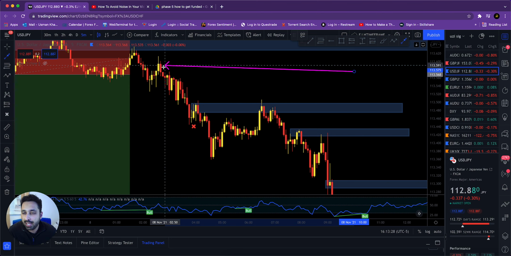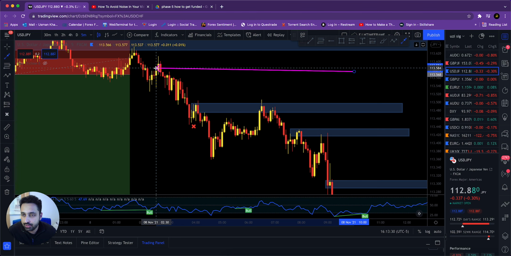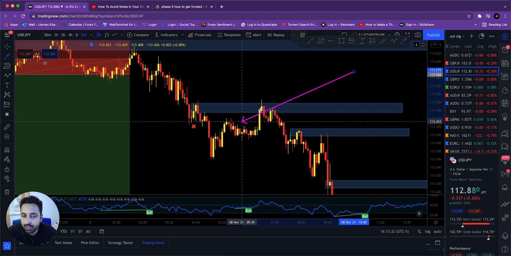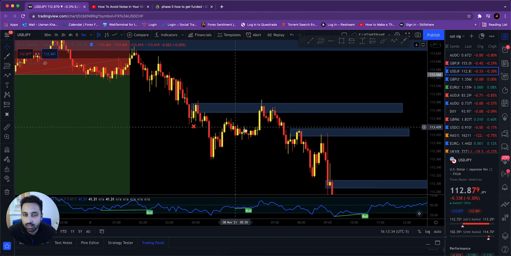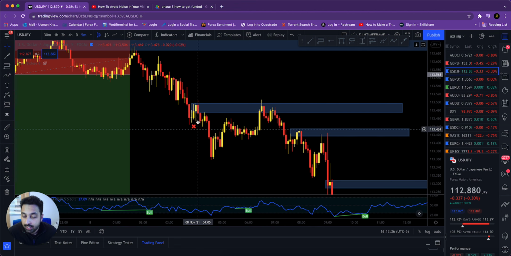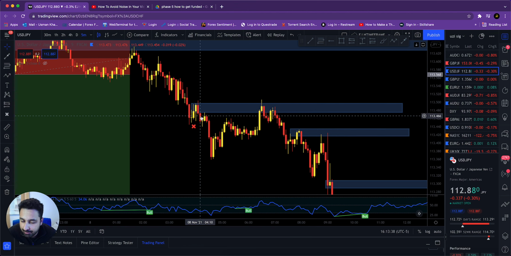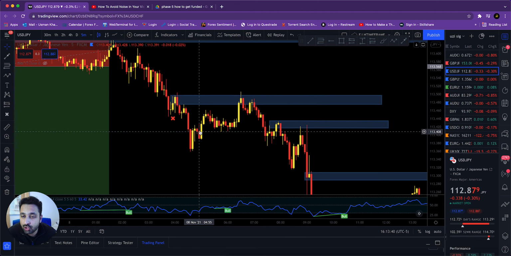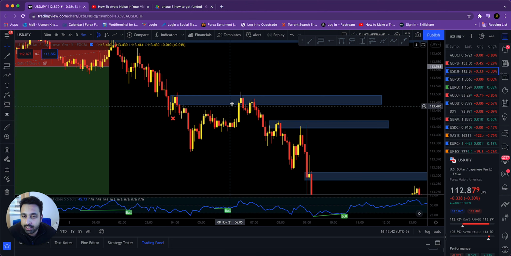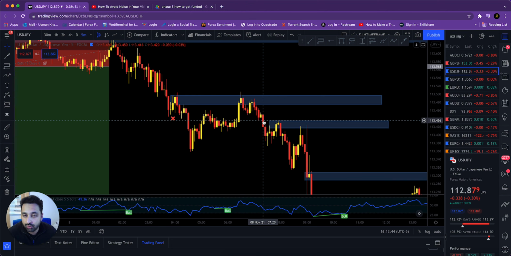If price comes back up here, it would be a better trade. But if price comes here, I'll show you how to enter. You can enter, no problem. Draw the zone on the 5 minute to be safe. Can you enter on the 5 minute? Yes, you can. I do it all the time.